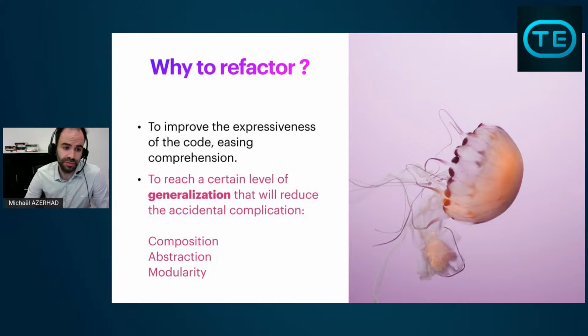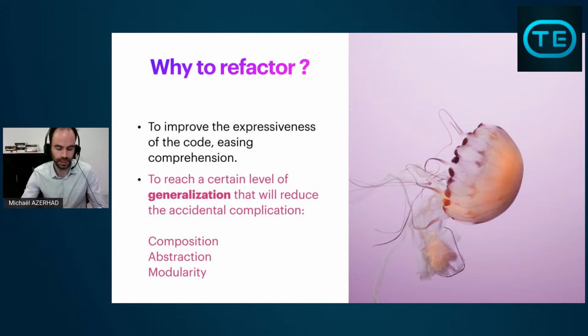So why refactor? To improve the expressiveness of the code. It's comparable to a writer working on a book: he rephrases some sentences, changes the style, everything to make a better book. The main aspect we will focus on is to reach a certain level of generalization that will reduce the accidental complication. I think everybody knows what accidental complication is. It's the fact of being hostage of the code when you want to make some evolution, even a trivial evolution.